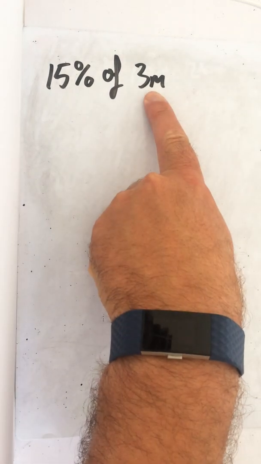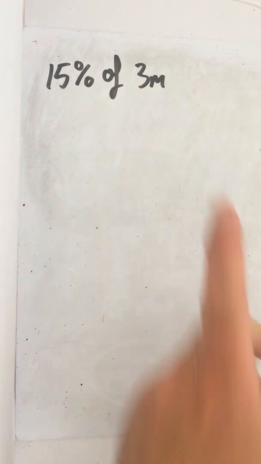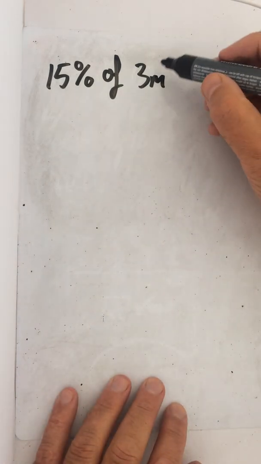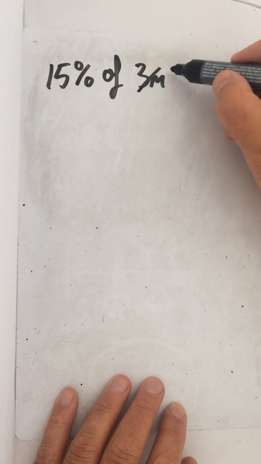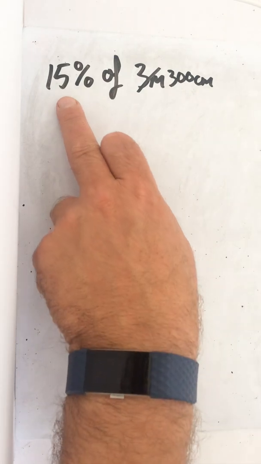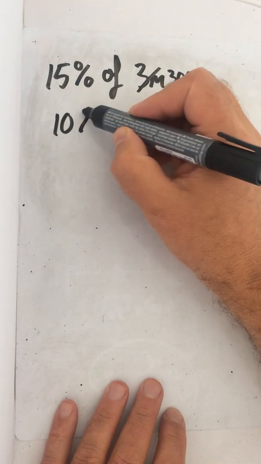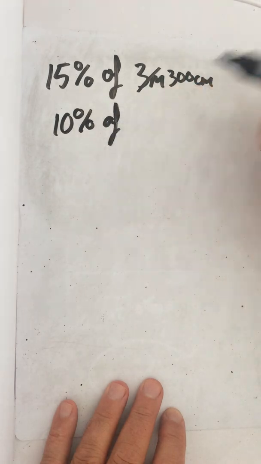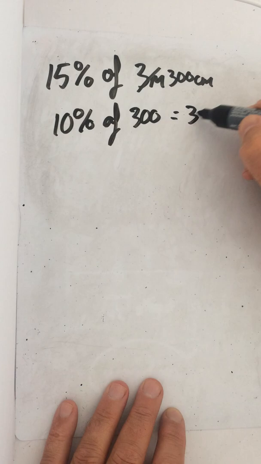Sometimes we need to convert the meters into, in this case, centimeters, because it will make it much easier. So I'm going to convert that into 3 meters, and I'm going to convert that into 300 centimeters. So now I have to find 15% of 300. So I'm going to find 10% first of all of 300. 300 divided by 10, 30.